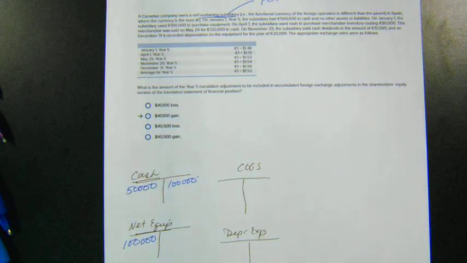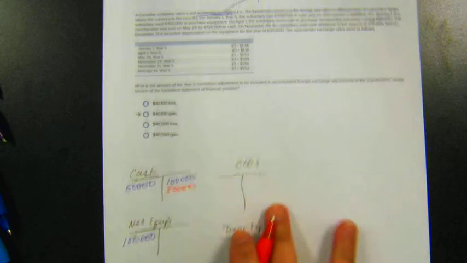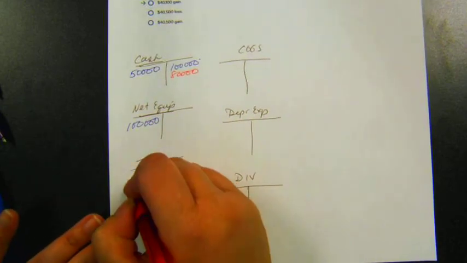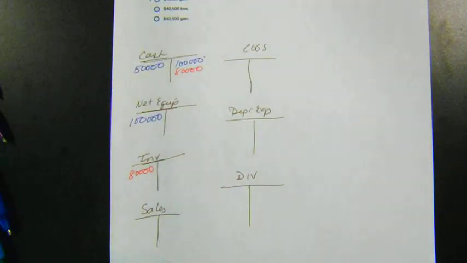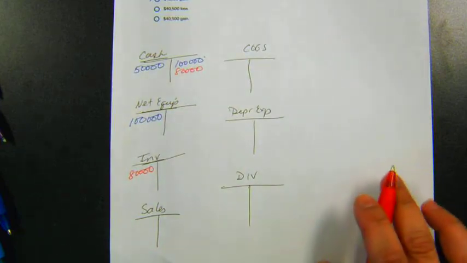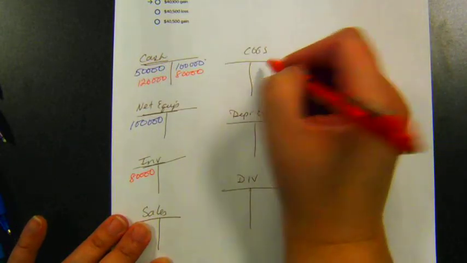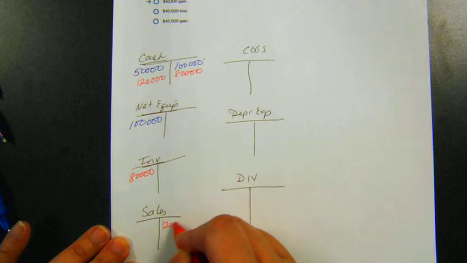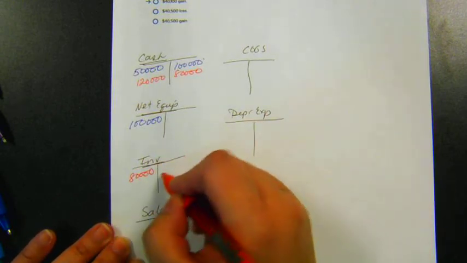Then they purchased inventory. So 80,000 in inventory. Then they sold it for 120,000 cash. So that means we had a sale, and inventory and cost of goods sold.